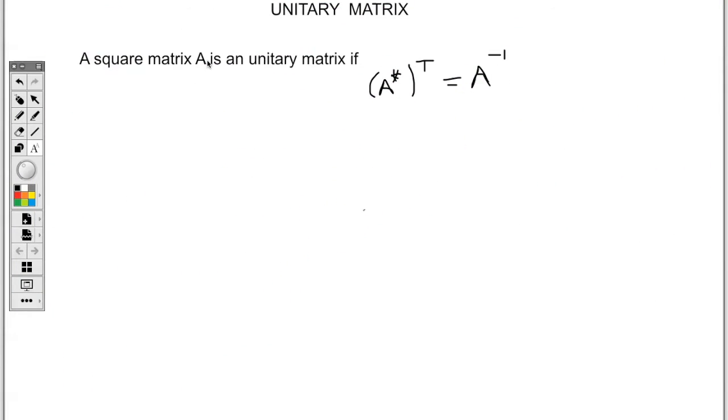A square matrix A is a unitary matrix if this is the conjugate transpose. So you find the conjugate of A followed by transposing it. And if it is equal to the inverse of A, then we can say it is unitary. Let's look at an example.